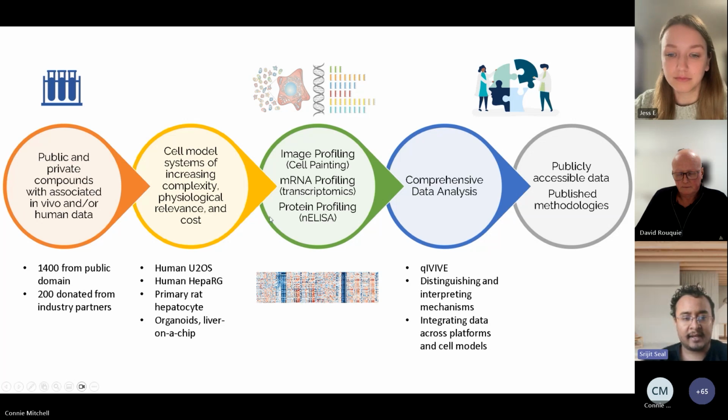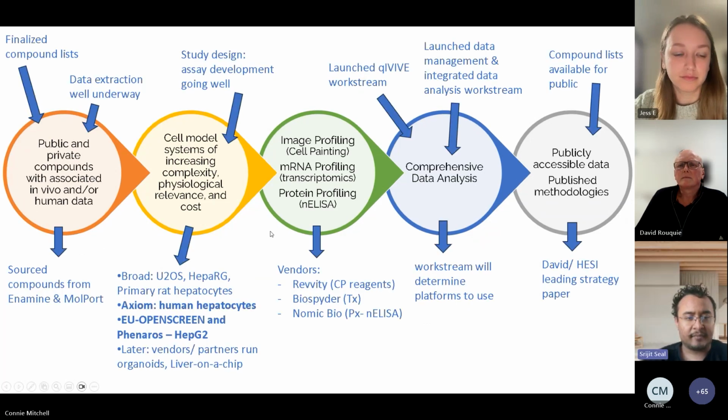So let's go to the next slide again. Yeah, so currently we have finalized the compound lists. The study design is happening right now. We are collaborating with EU OpenScreen and Fenaros in Europe, who are doing HepG2 screening as well. We have already had Axiom, which is one of our partners here, give us some data on human hepatocytes, which we don't cover in OASIS. So that's also some really complementary data that Jess is analyzing right now.